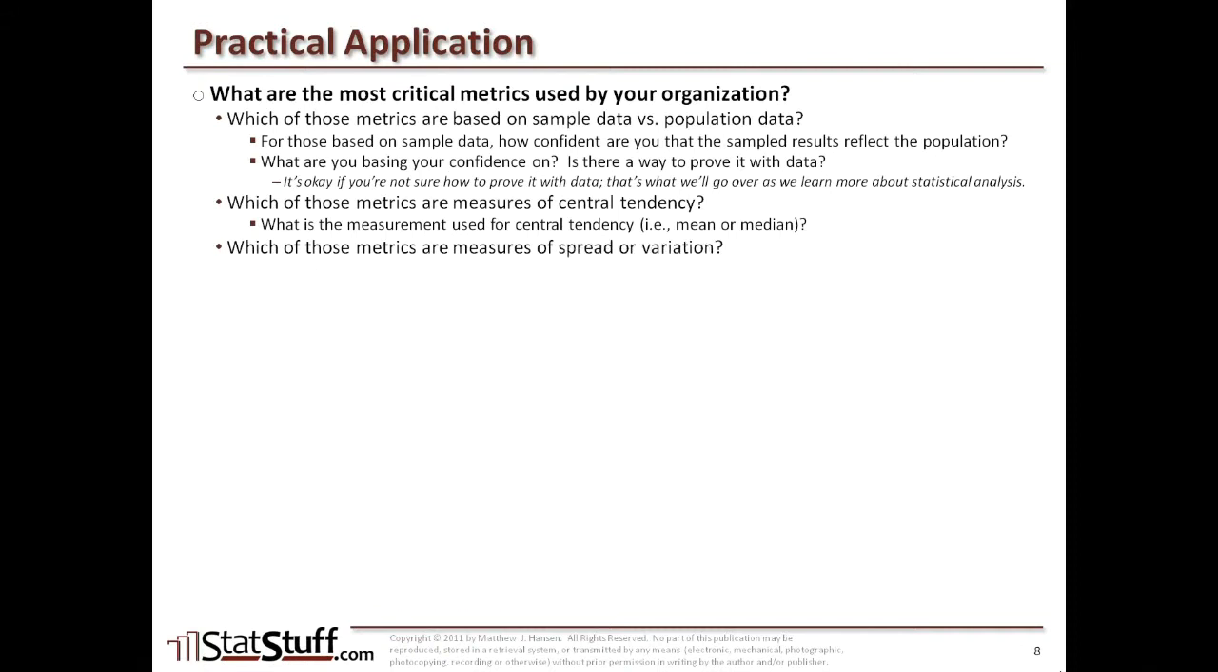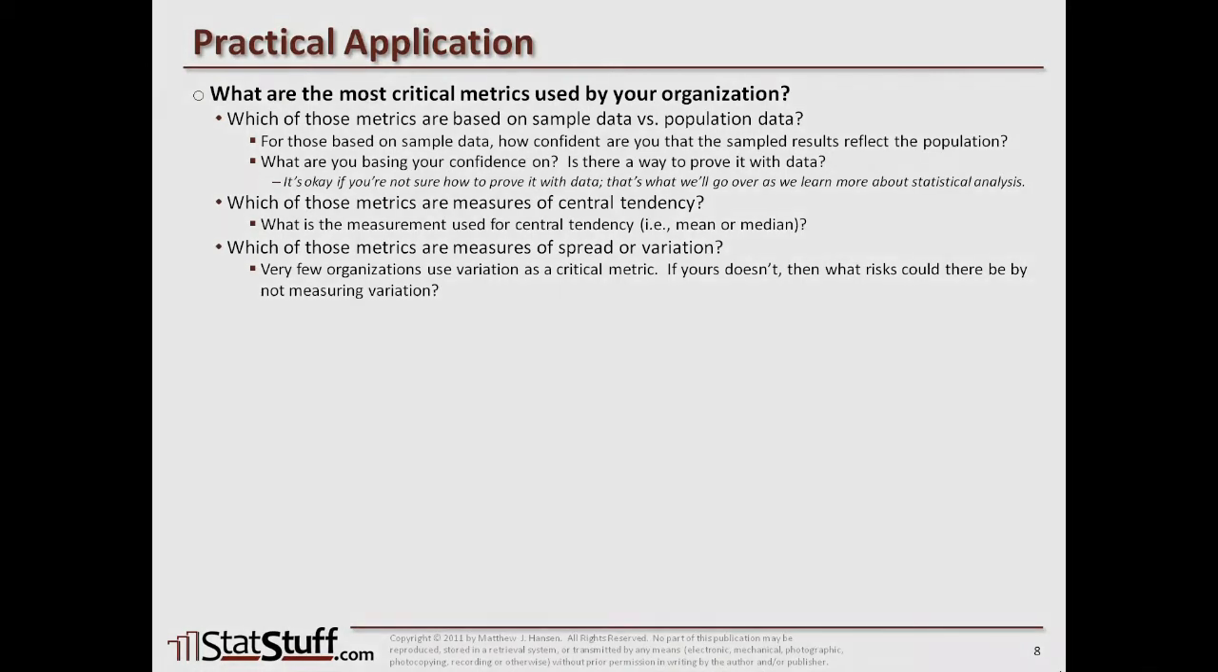And also, which of those metrics are used for a measurement of spread or variation? Now, there are very few organizations that actually use variation as a critical metric, so it's not surprising maybe if your organization doesn't. But if your organization doesn't, then what do you think some of those risks could be because they're not allowing for that measurement of variation in the business?